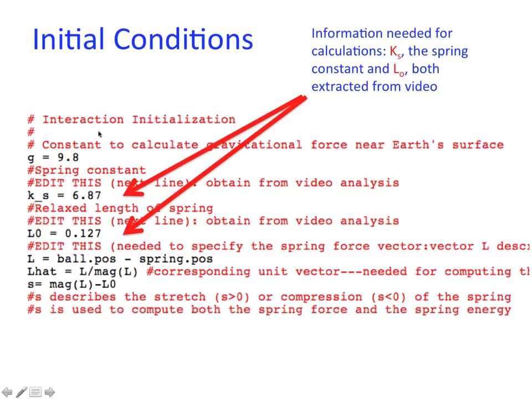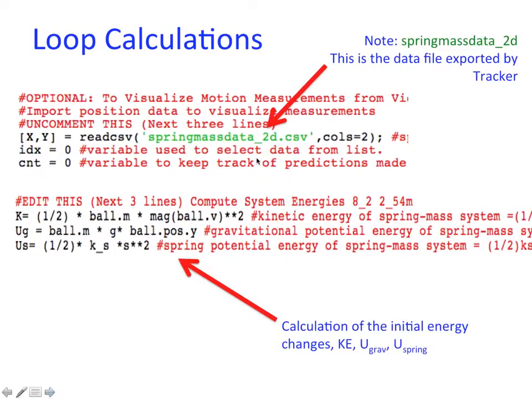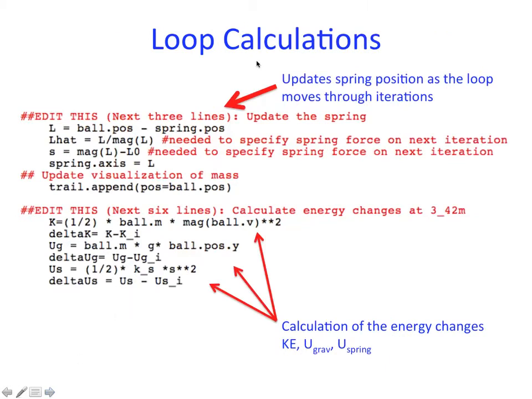Okay, the initial conditions, we were given G, we've calculated the spring constant. Here's the L naught, the relaxed length. The loop calculations, notice the spring mass data too. This is from the tracker, it's in a CSV file. And this is the calculation of the initial energy changes, Ke, the potential energy for both the spring and the gravitation. Loop calculations, as we go through the different iterations, these will update them. So we have the Ke, the gravitational, and the spring.